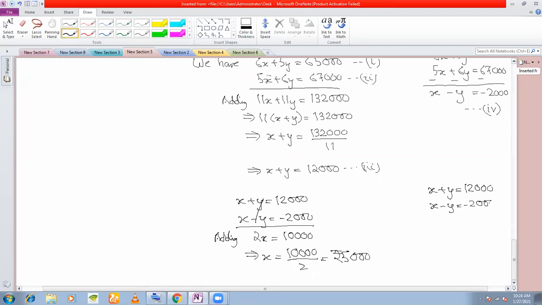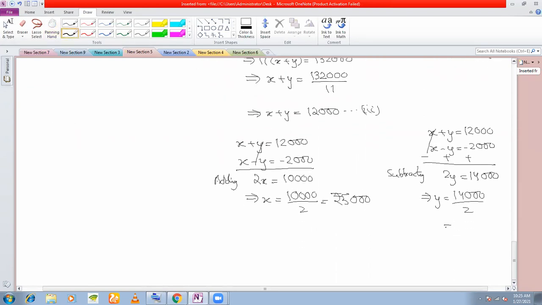Now you subtract. Subtracting, this cancels off. So you get 2y is equal to 14,000. That means y is equal to 14,000 divided by 2. You're getting y is equal to rupees 7,000. So at 10% initially, how much was he investing? 7,000.